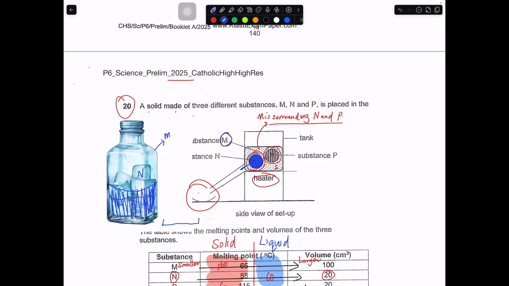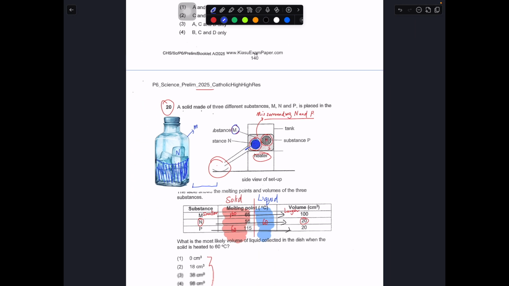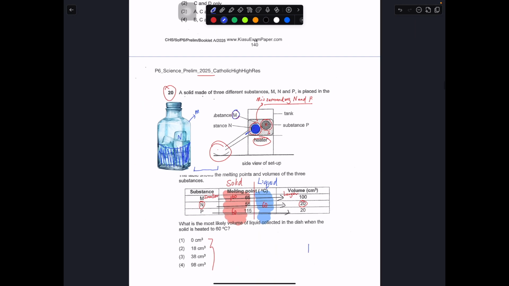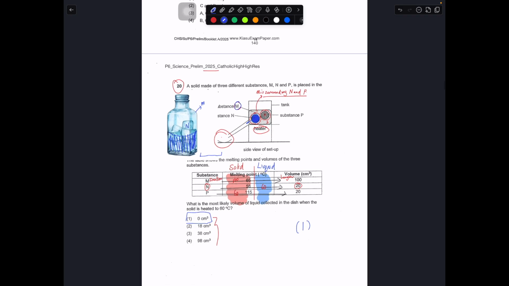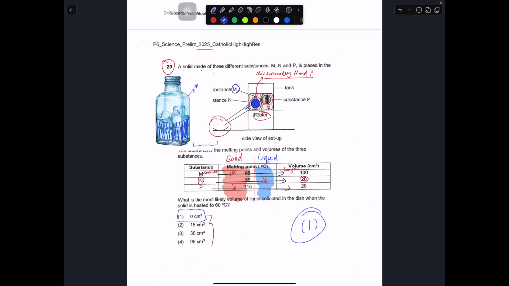So in this case, basically you get nothing collected. The answer should be number 1, 0 centimeter cube, unless M is also changed into a liquid. Then you would have something that will be collected. But in this case it is not, because it is below the melting point. So with that, the answer for this is 1. Thank you very much.